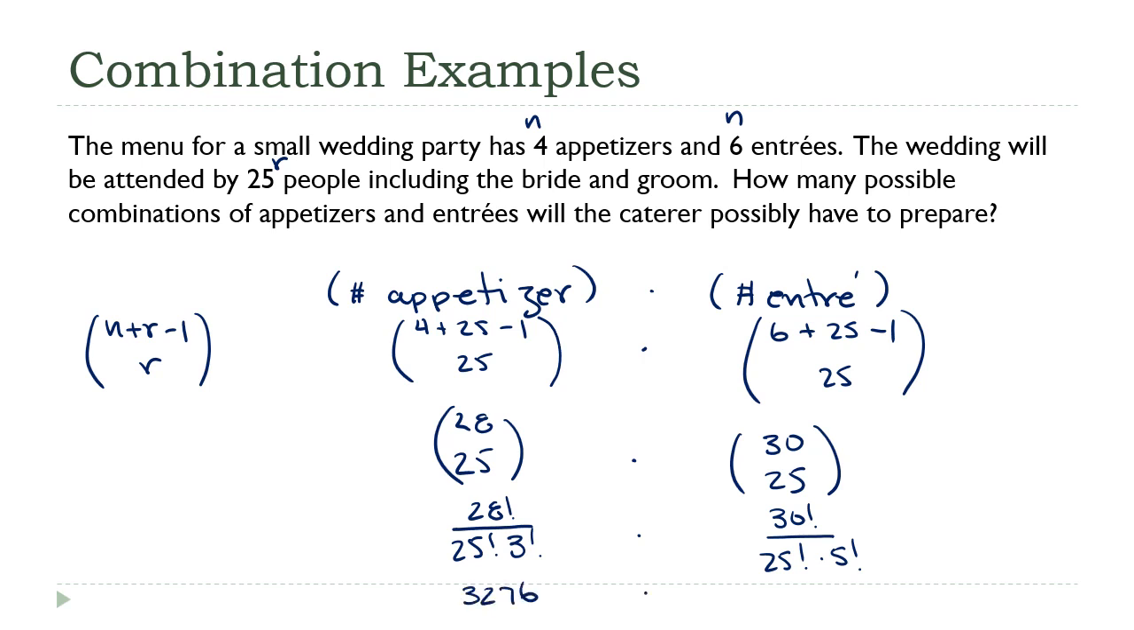3,276. The second one here, this is 142,506. Just barely ran out of room. If you multiply these together, what do we get? We get 4, 6, 6, 8, 4, 9, 6, 5, 6. Obviously, I did this in advance, right? So I'm just reading the number from my notes here. So what is this? If I put some commas in, there you go, 466,849,656 possible menus that this catering company could have to prepare.